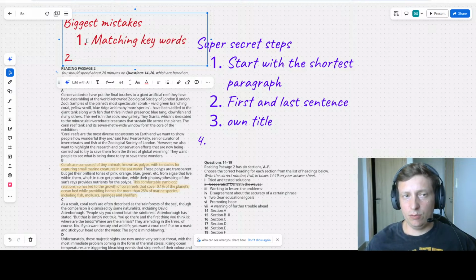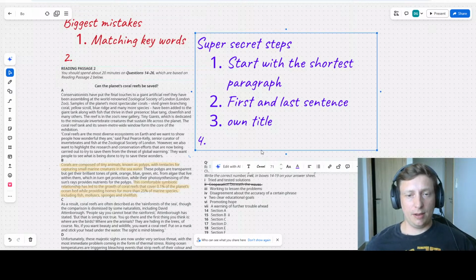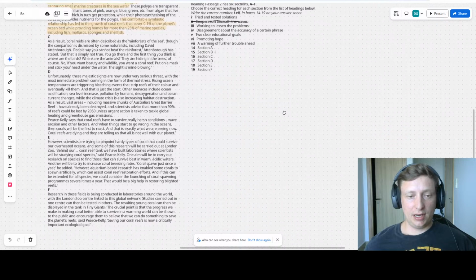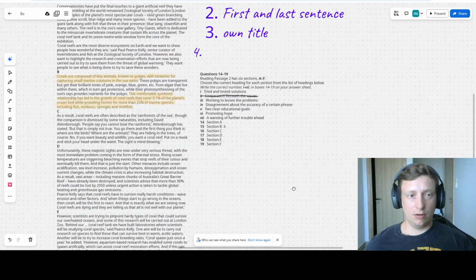Now, matching keywords in IELTS reading generally is a fantastic tip. But when we are doing matching headings, we are really matching ideas. And the keywords here are often going to lead you into getting the wrong answer rather than the right answer. So do not do this. This is probably going to be your biggest downfall if you do. All right, I'm sure I can illustrate that later with one of these.